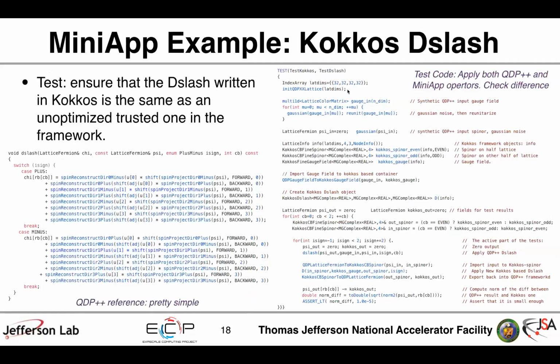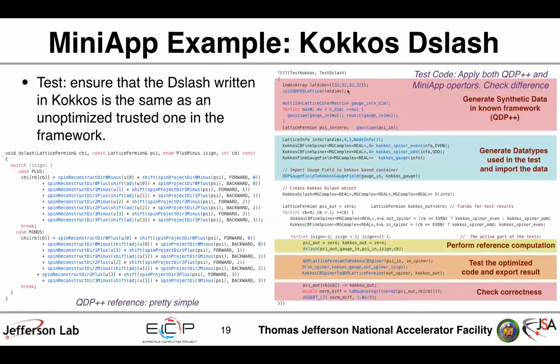So I have here a mini application, and this is a screen full of code. Again, let me just highlight it. On the right-hand side is our test. This has several parts to it. The top part is where I first initialize my system and generate some synthetic data. This uses my QDP++ reference stuff. Then in the blue part underneath, I generate some of the data types used by the thing I'm testing, and I import the data. You can see lines here like import gauge field.